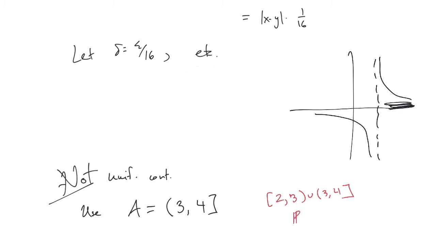Or I saw somebody, you want to go all the way with this? You could just use R minus 3, everything except 3. 3 is really the only point that you can't include.